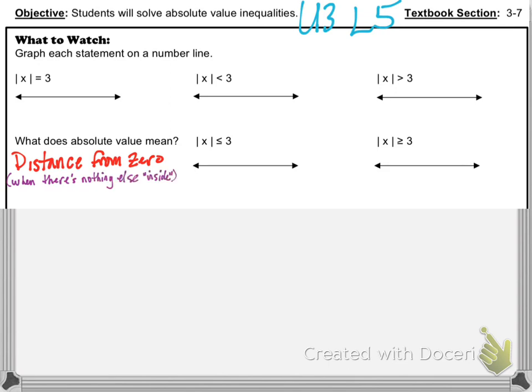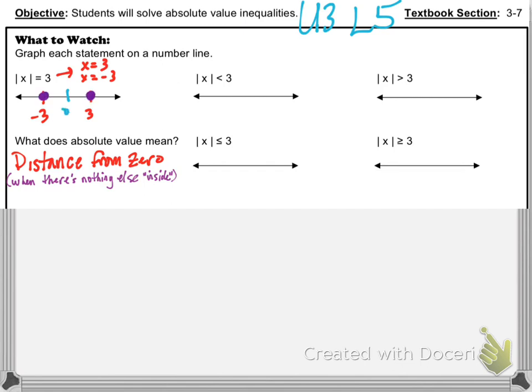Alright, so what does absolute value mean? It really means a distance from 0 when there's nothing else inside the absolute value bars. If there is, well, that moves the center. But basically, we think of absolute value as a distance. So absolute value of x equals 3, well, 3 or negative 3 could be x because they're both 3 units from 0.